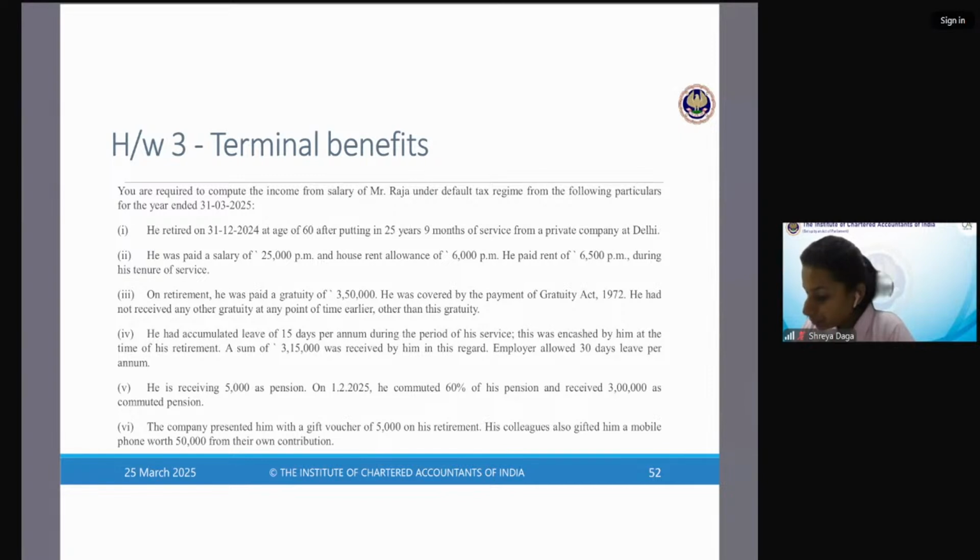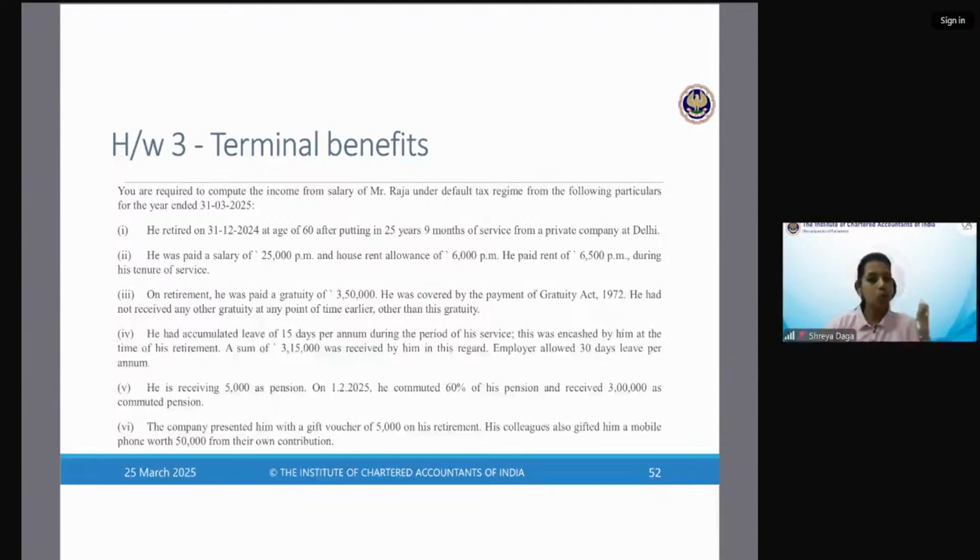All right, pension we have done. Now we are left with the last point, that he got a gift voucher of 5,000 on his retirement, and his colleagues also bought him a mobile phone from their own contribution worth 50,000. So what happens to that? Now this you have not studied yet. This forms part of perquisite. If you get a gift voucher, then what happens? If you get a mobile phone as a gift, then what happens?